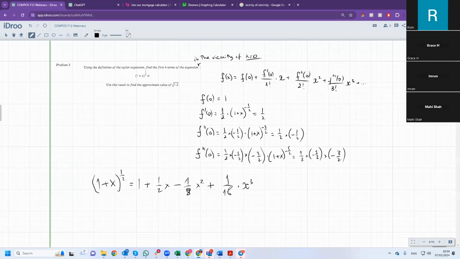Oh, interesting. Can I see a pattern? Not really. No. Okay, so that's the first four coefficients, and we can use them. The square root of 1.2 is equal to 1 plus 0.2 to the power 1/2, which is approximately equal to 1 plus 1/2 times 0.2 minus 1/8 multiplied by 0.2 squared plus 1/16.